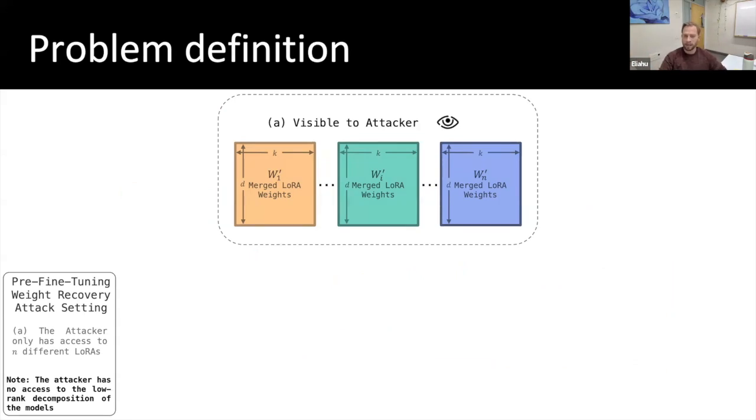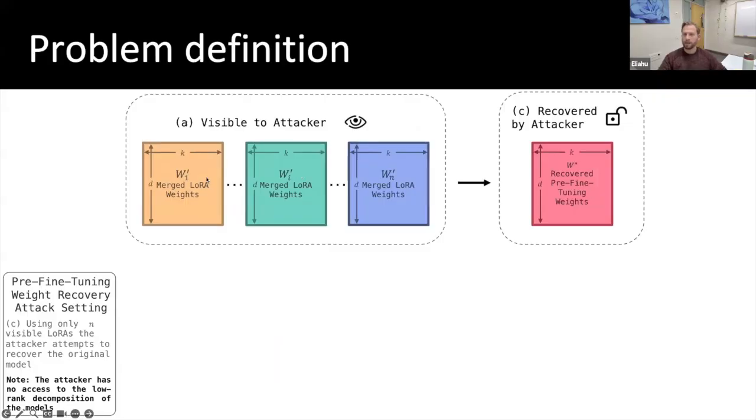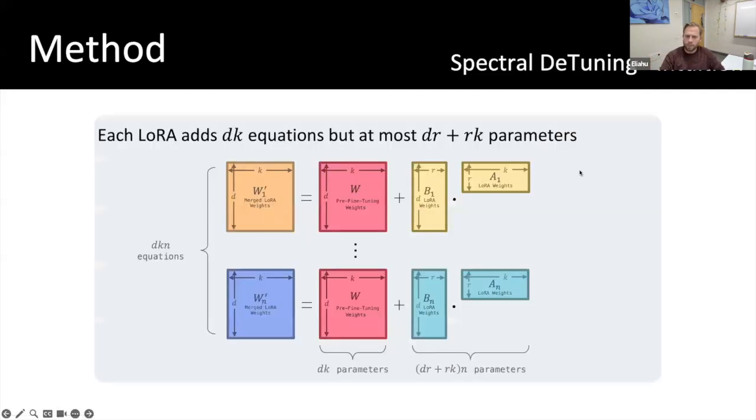This is what the attacker sees. Under the hood, because all of them share the same pre-trained model, we know that W is shared between all of these n models, and each one has a LoRA residual, the B_i and A_i, which is different. The task of the attacker, when given access only to W'_1 to W'_n, is to approximate W, the pre-trained one, by using W star.